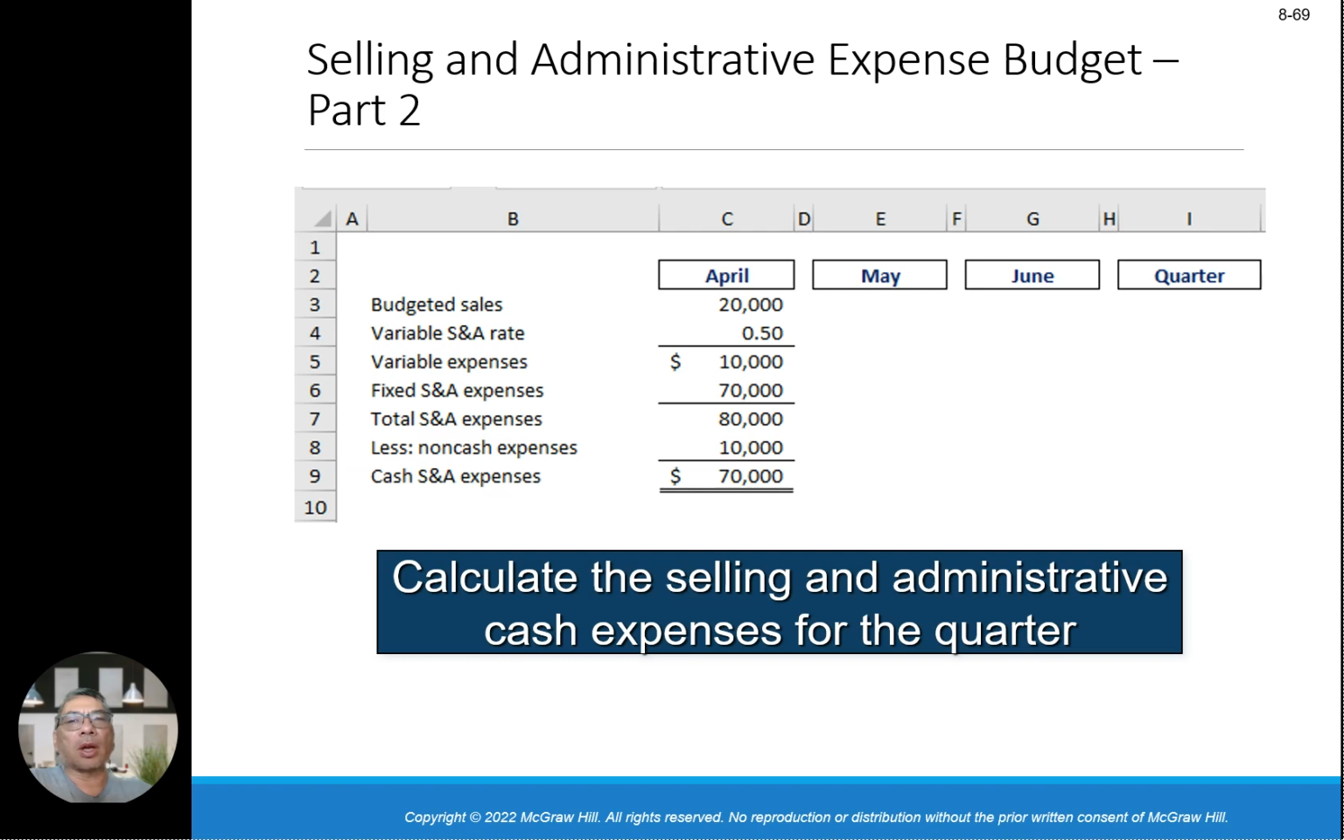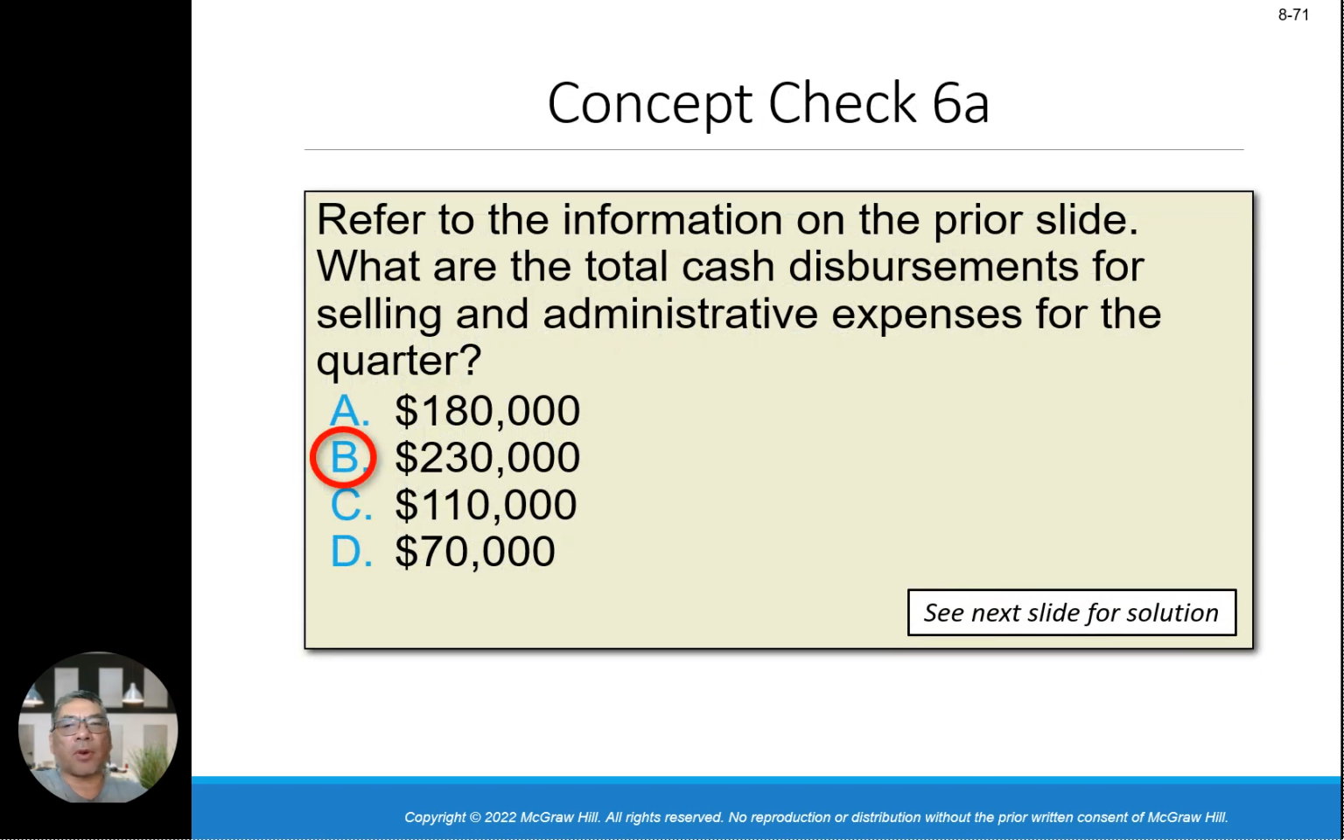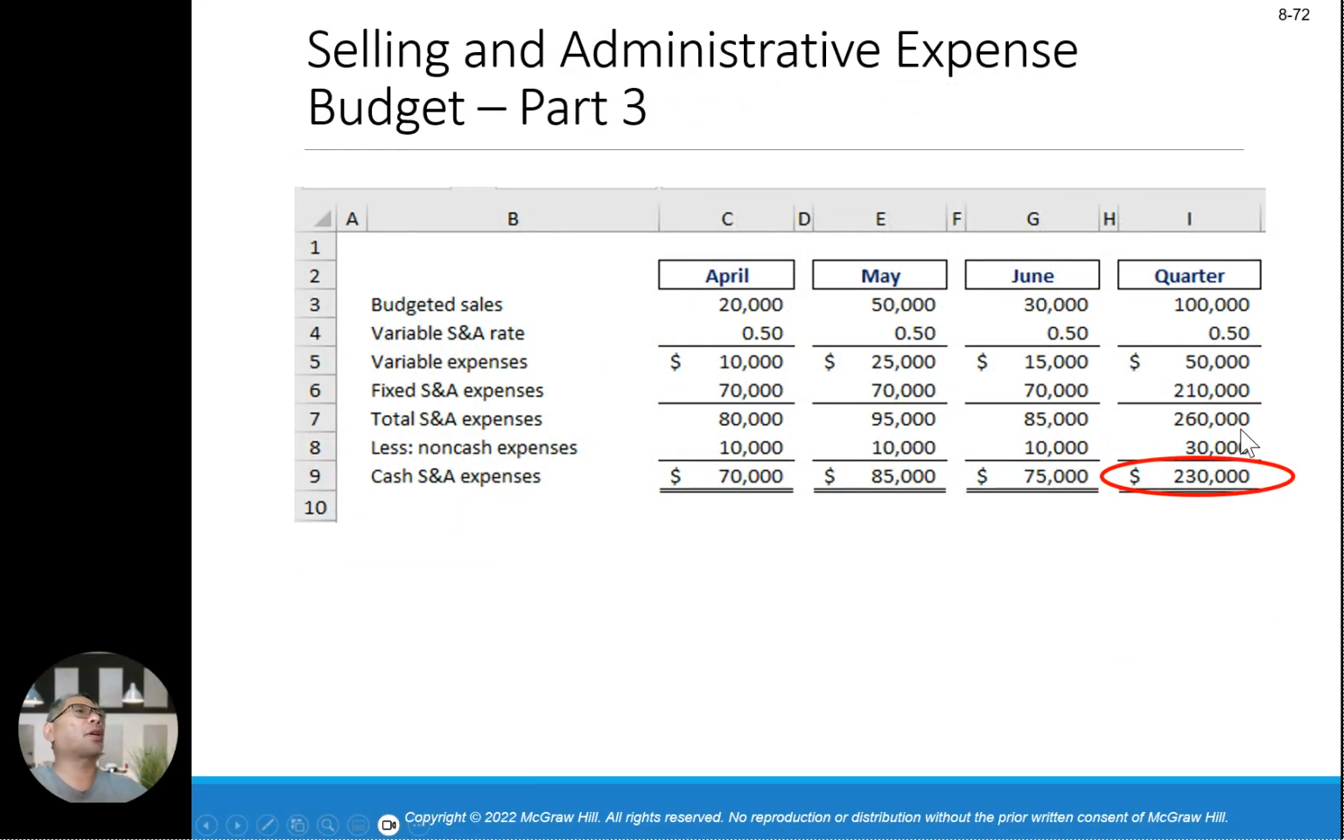So how are you going to calculate for the check? Based on the cash disbursements for this quarter, either A, B, C, or D. Okay, take a couple of seconds. The answer will be B. Where do you get this number from? We're going to go to the next slide to show you where the logic comes from.